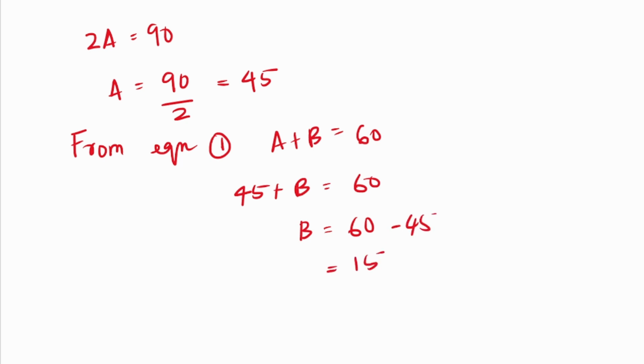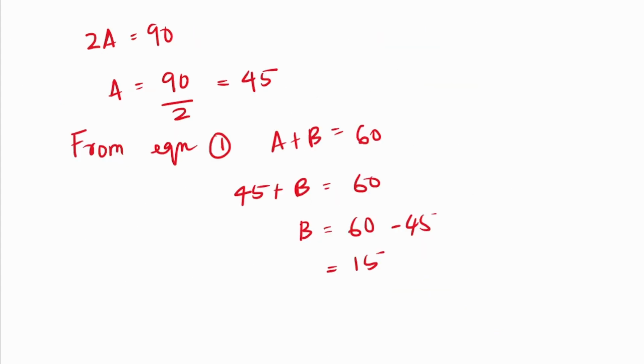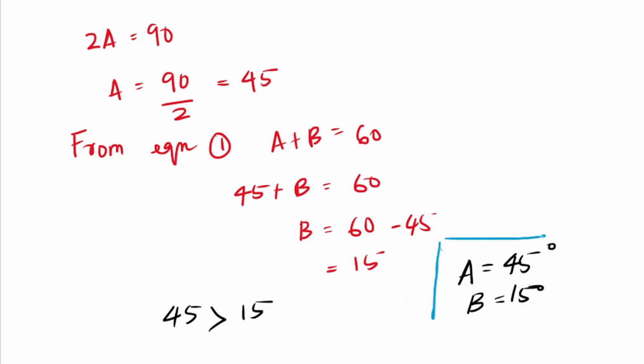And in the question they have given a condition that a is greater than b, right? Check here. We got a as 45 and 45 is greater than 15, right? Yes, so we didn't make any mistake. We did it correctly. So a is 45 degrees and angle b is 15 degrees. So this is the final answer for this question. I hope this question is also clear.